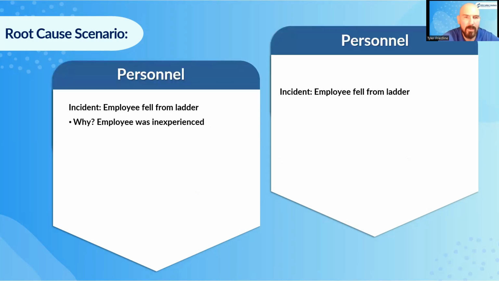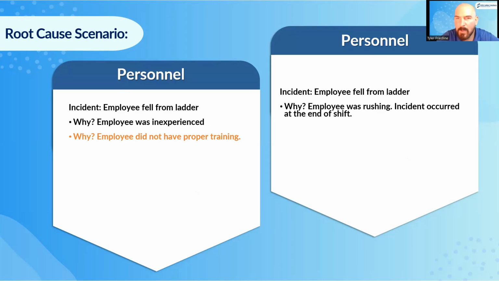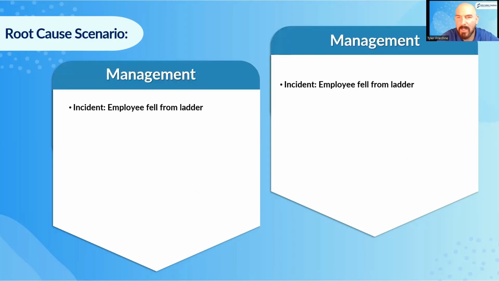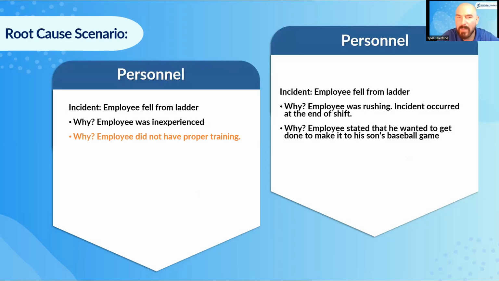Personnel end. What did we note there? The employee was inexperienced. Why is the employee inexperienced? Didn't have the proper training. Again, got there in 2 whys. The other one, the employee was rushing. The incident occurred at end of shift. Why is that? The employee stated that he wanted to get done to go to his son's baseball game. Again, we're not getting anywhere useful with that. That's okay.